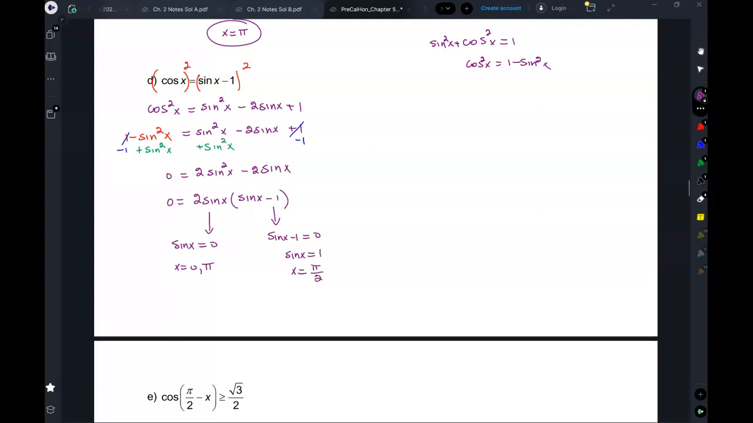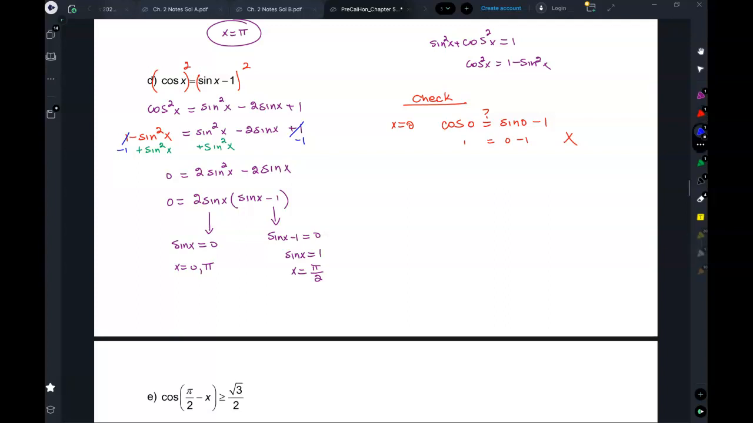Okay. Do we have to check for extraneous solutions? Yes, we do. So let's go ahead and check for extraneous solutions. And we have to check 3 times, all 3 of them. So let's do x equals 0. Is cosine of 0 equal to sine of 0 minus 1? Cosine of 0 is what? 1. Sine of 0, 0 minus 1. Okay, that failed. Did I go too fast or am I okay?